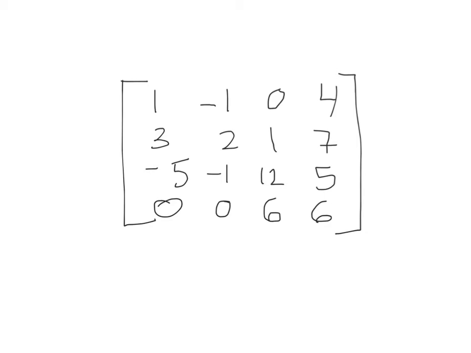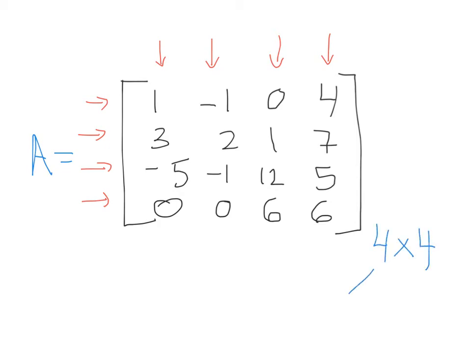We describe a matrix in terms of the number of rows it has, and then the number of columns it has, which go up and down. So if I call this matrix A, I would say that A is 4 by 4 because it has 4 rows and 4 columns. Again, rows go left to right, columns go up to down.